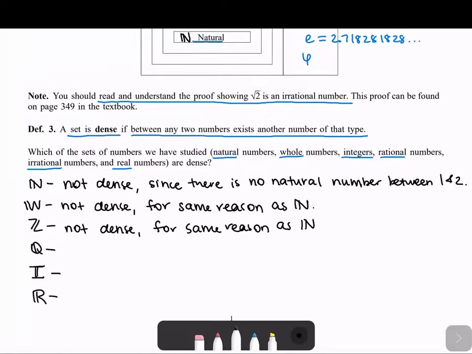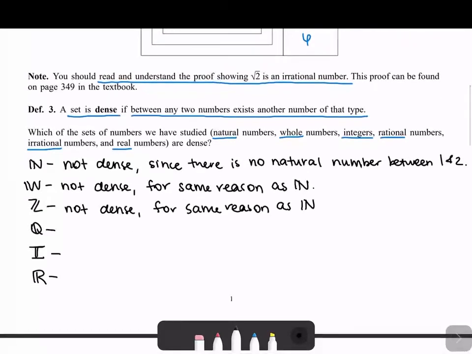So now we're going to look at the rational numbers. So the rational numbers, is there a rational number between 1 and 2? Well, yes. It's 1/2, right? So between 1 and 2, we have a rational number. And you can actually do this for all rational numbers. There's a fraction that is between two rational numbers. And so you can see that like so. So these are dense. So I'm going to show you over here.